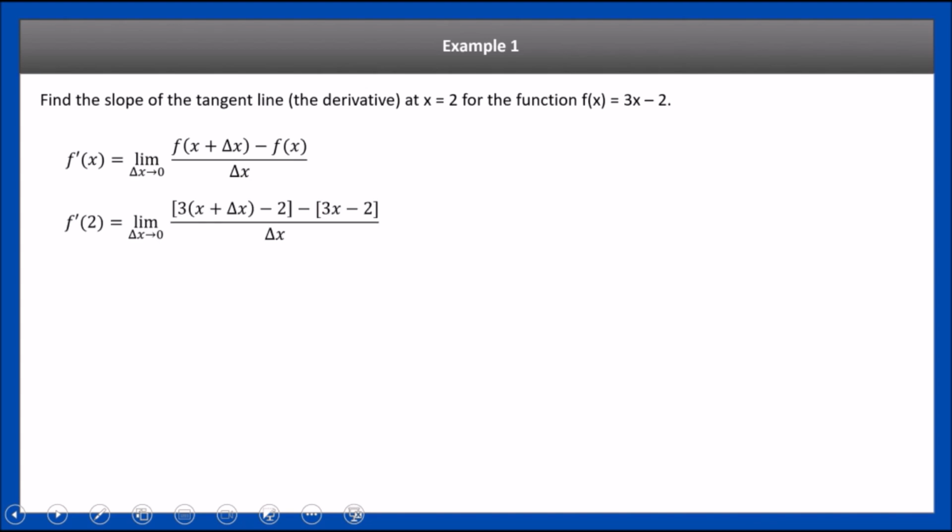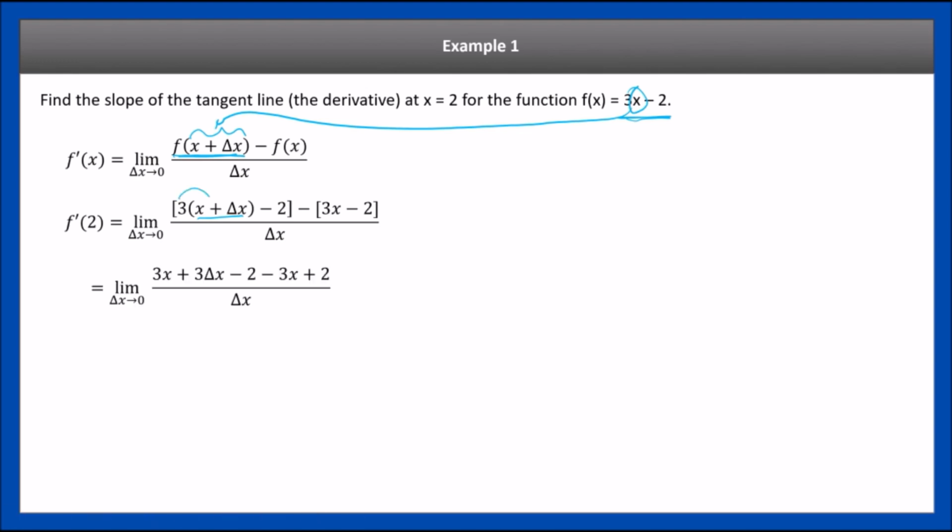So we take that limit. What is f of x? We know f of x is 3x minus 2. And we know that f of x plus delta x is obtained when you replace x here with x plus delta x. So you replace the x with x plus delta x, and this is what you get. This was originally x, so it's normally 3x minus 2. It's now 3 times x plus delta x minus 2. Then you take the difference of those two things. We have to do a little bit of algebra here. Distribute the 3 there, and then distribute the negative here.